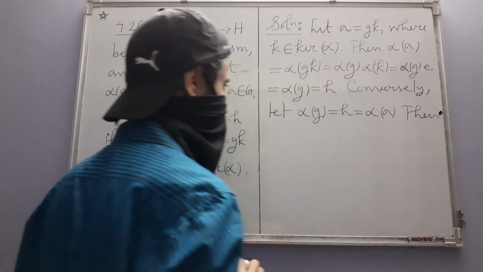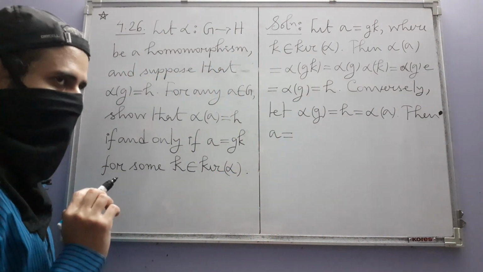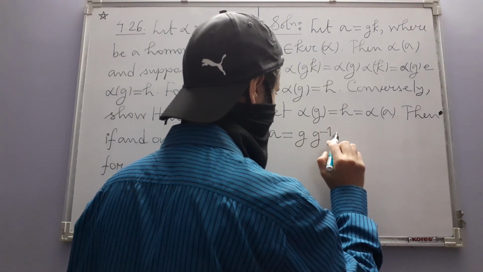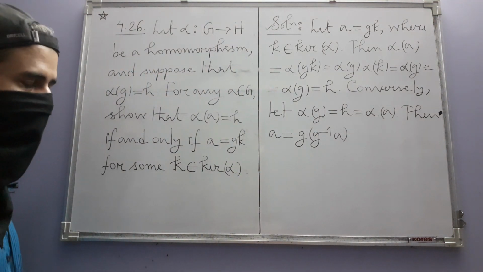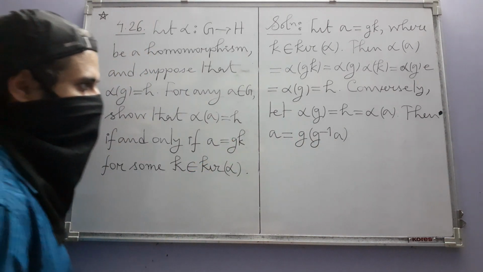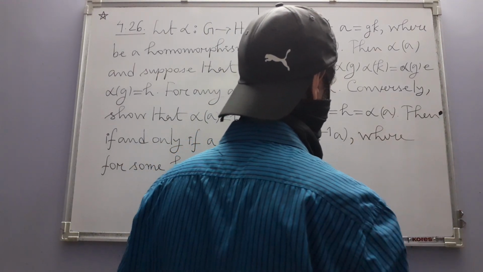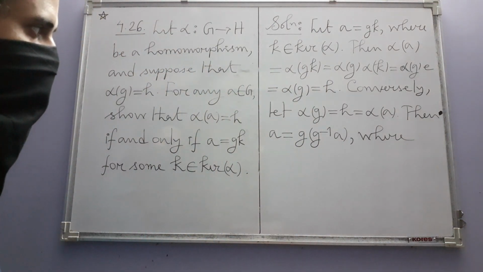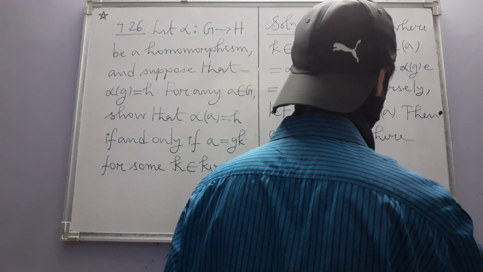Then, now note that A can be written like this: G times G inverse A. That is just simply, one can see that G and G inverse will cancel out, leaving us with A. But now our aim is to show that this G inverse A belongs to the kernel of alpha, because then we have the required form that A needs to be in.